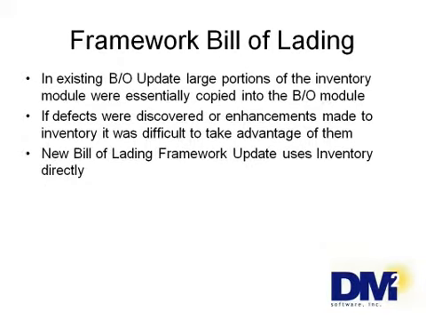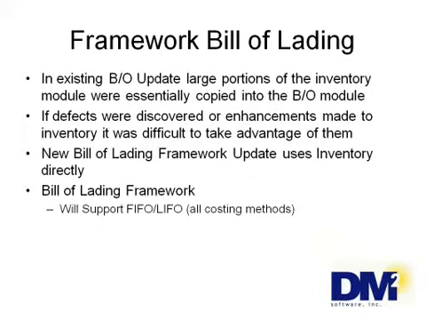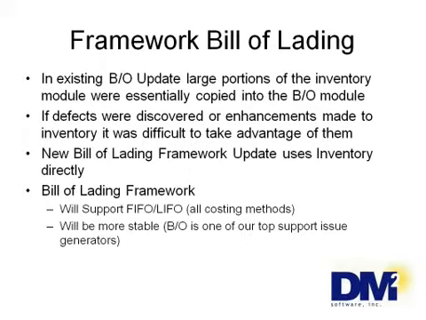So the new bill of lading framework update uses inventory directly. So we don't actually have to copy that code. Remember I was talking about how we had to put the code inside the program, that kind of thing. We can now, using that API, using that framework, talk to inventory directly. So what are some of the benefits? It will support FIFO, LIFO, or all costing methods inside MAS. One of the big things that we've been asked for is the ability to have FIFO, and this will really enable that. So that's a major benefit that we get. Bringing FIFO to bill of lading was going to be a huge rewrite of the underpinnings of bill of lading. So this is something we're really proud of and very excited about.